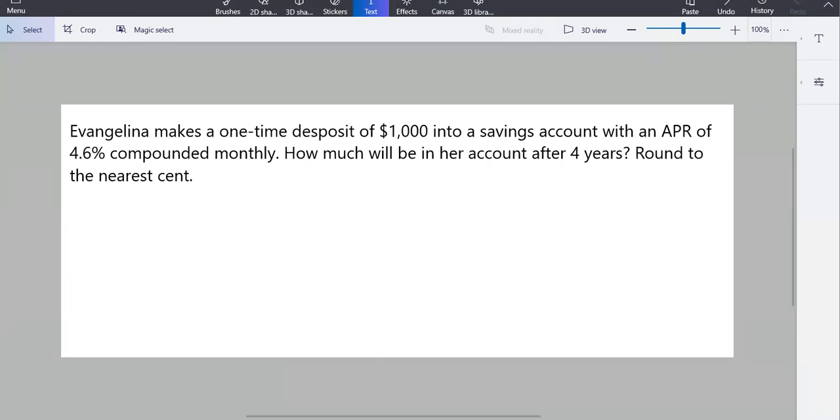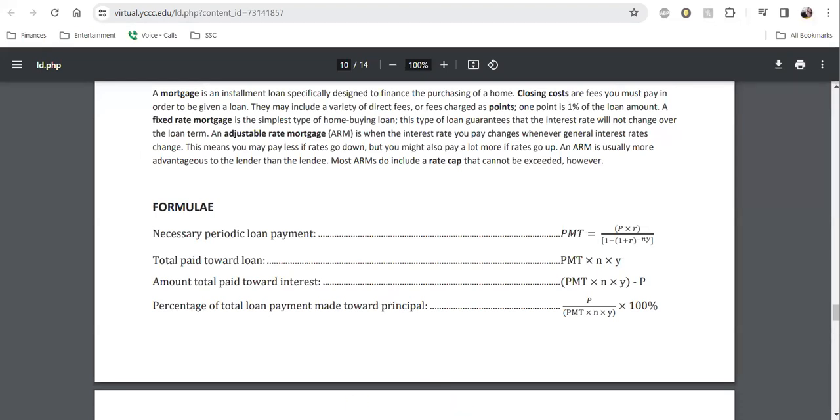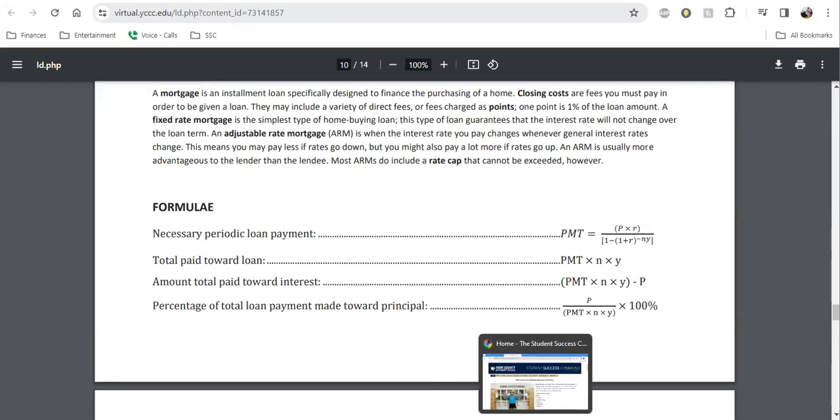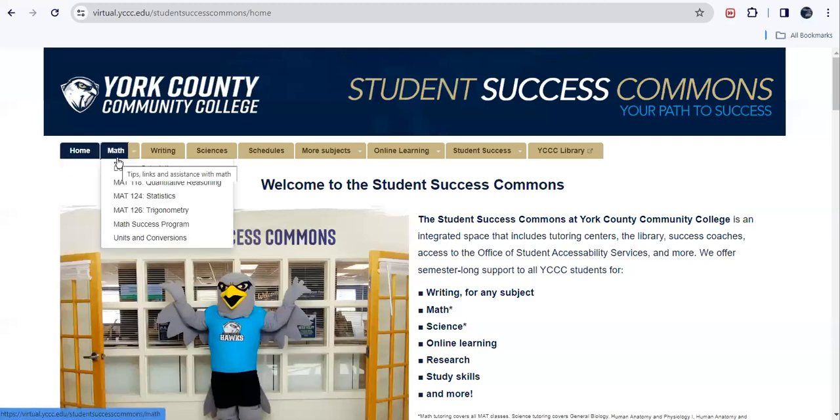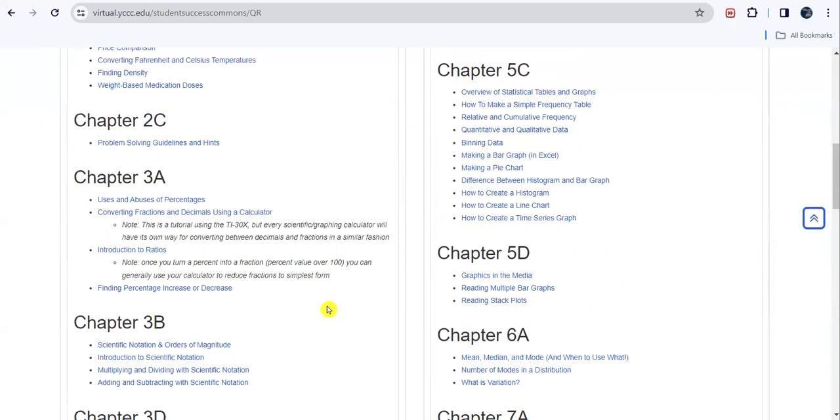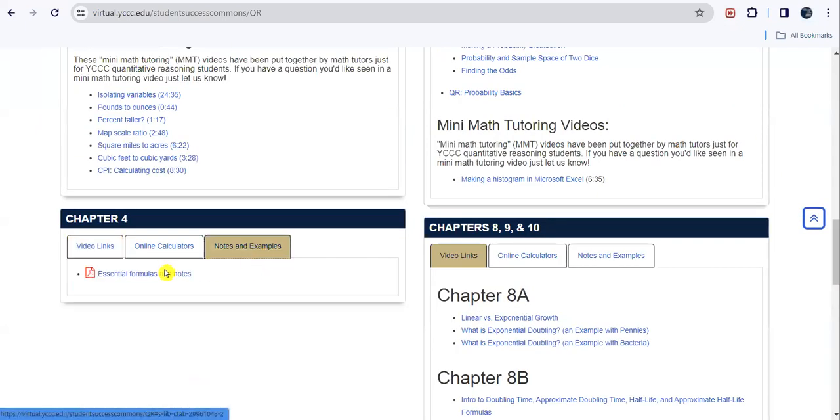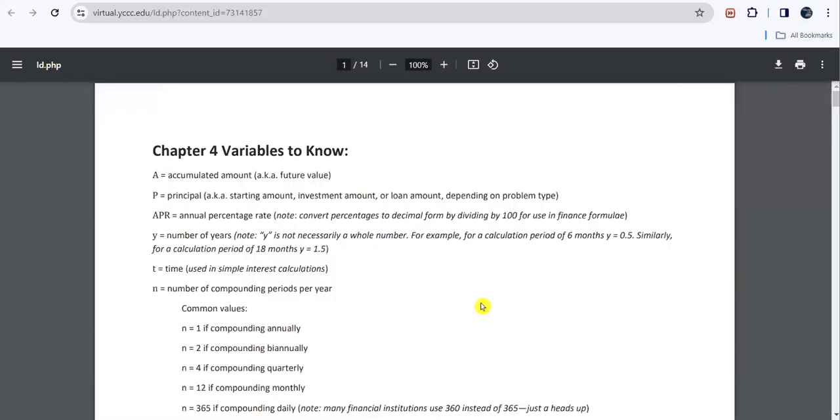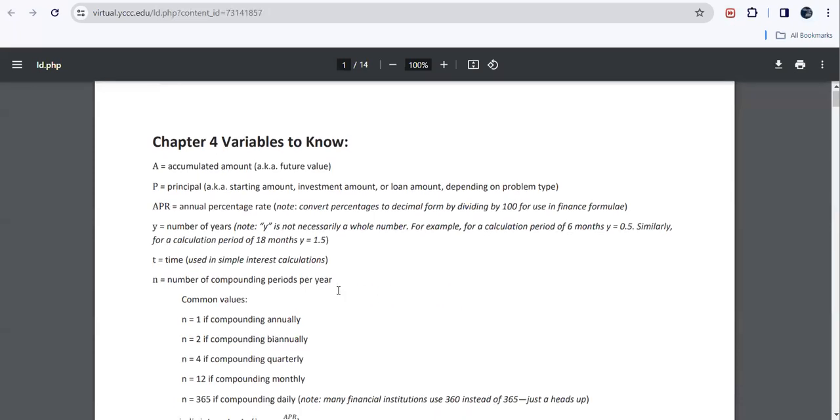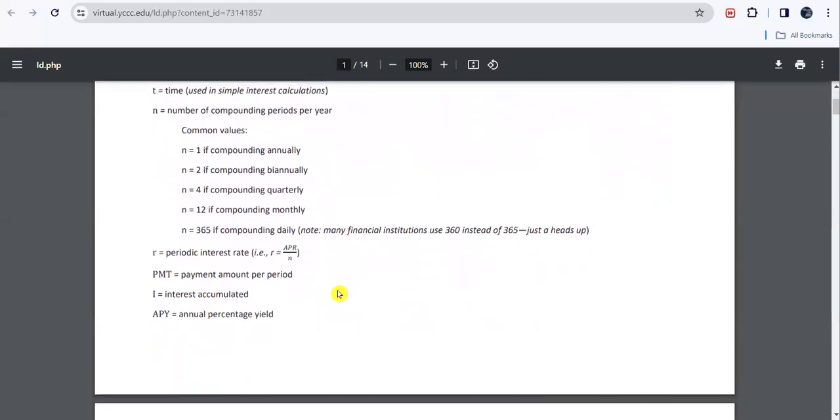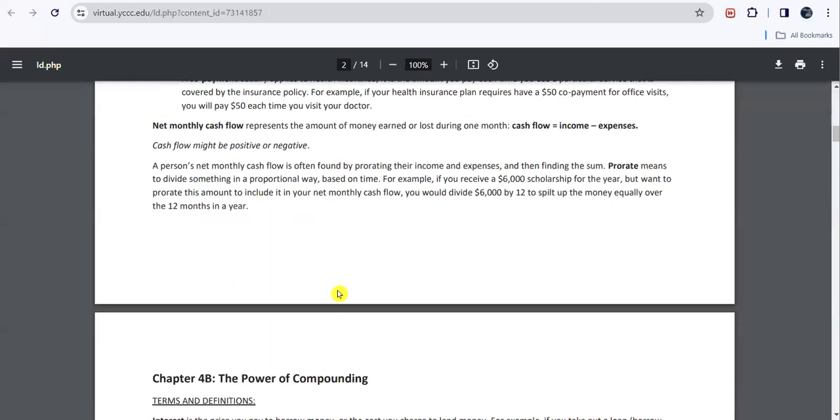So if you need the notes about the formulas, that's the wrong page, but it's the right formulas. You can access those by going to the quantitative reasoning page on the SSC's website, go to our chapter 4 section, notes and examples, and there's basically everything about chapter 4. First page is just what the different variables are, so you definitely want to know what these are if you're going to use these formulas.